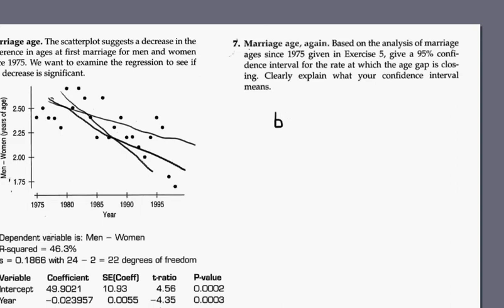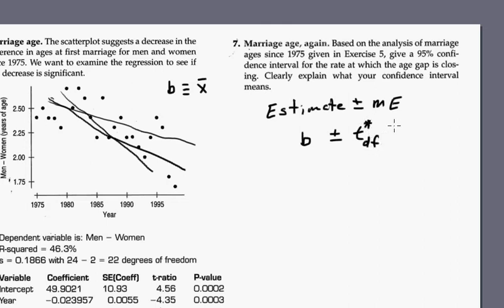Anyway, a confidence interval is an estimate plus or minus a margin of error. Again, this is very similar to x-bar, right? When we're working with means, that's basically what we're doing. So this would be our slope plus or minus t star at the degrees of freedom times the standard error of the slope.